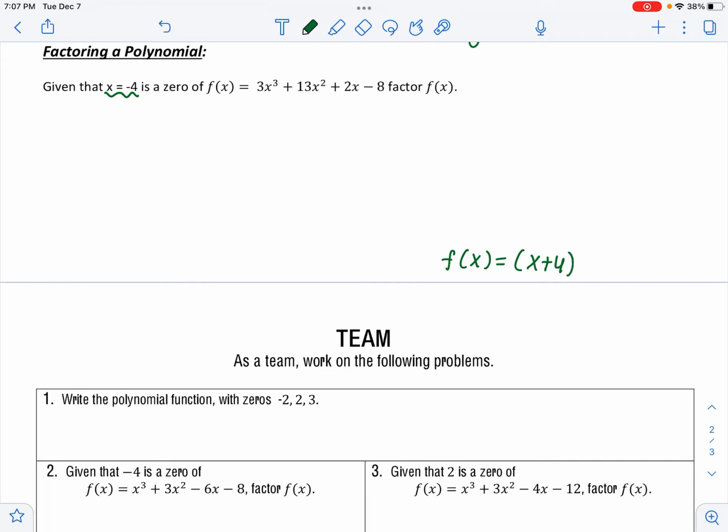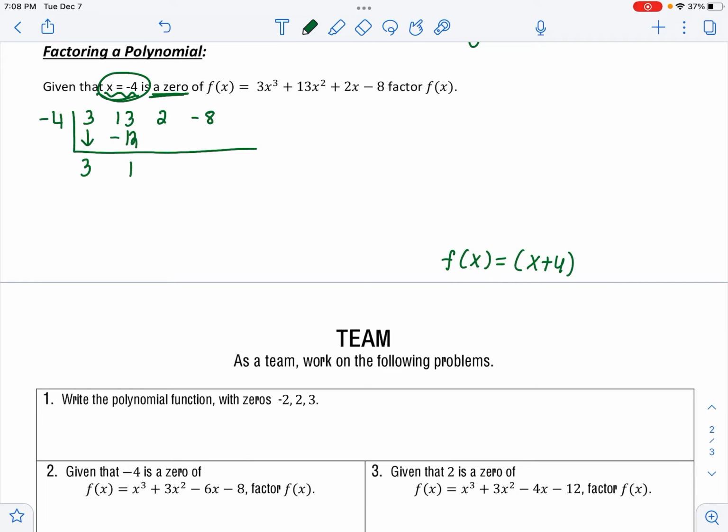Since x plus 4 is a factor, that means negative 4 is a 0, so I can use negative 4 with synthetic division. So notice the c value is negative 4. This is basically telling me what my c value is. All right, your coefficients. On the cube, there's a 3. On the square, there's a 13. On this linear term, there's a 2. And the constant's negative 8. Now you have to get 0 here. It says that it is a 0. If you don't, you made a mistake.